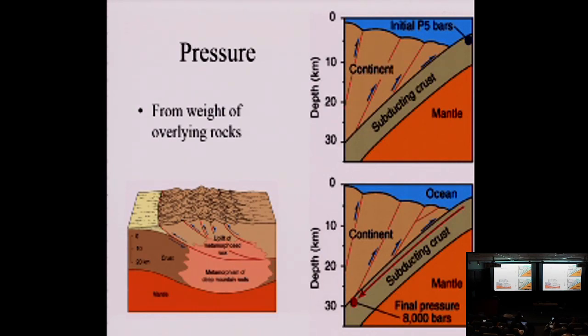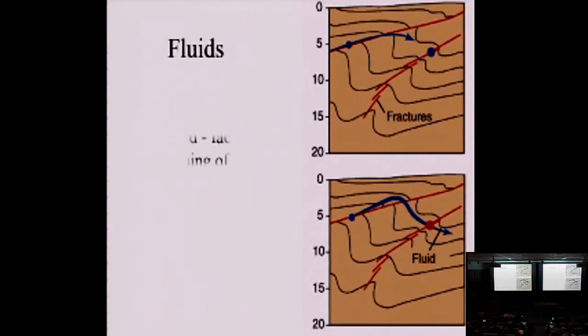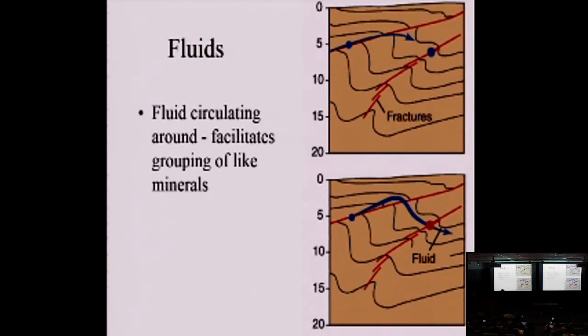And then the last thing that happens, and these usually happen together, is chemical fluids that are circulating around in the subsurface will carry ions from one place and deposit them elsewhere. So this is hot, usually in association with the heat. Fluids will move around and facilitate the grouping of different minerals. And the classic sequence that we like to look at, also a very simple set of rocks.